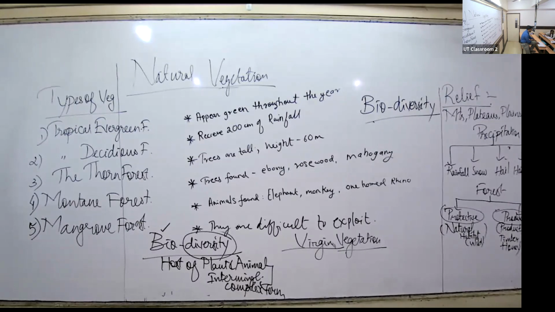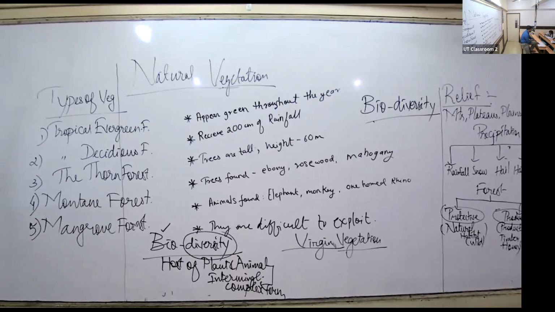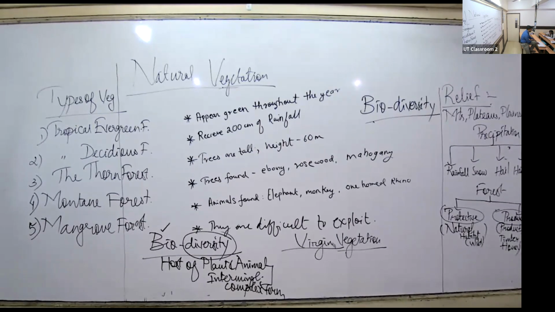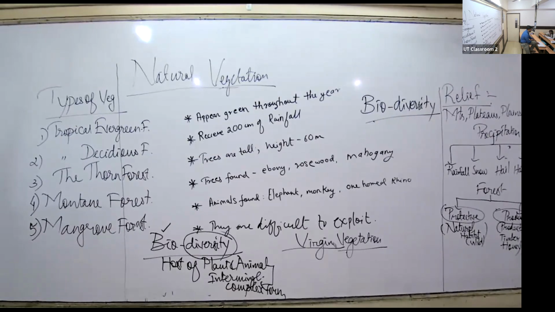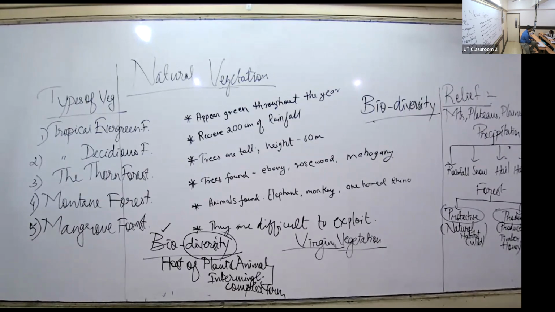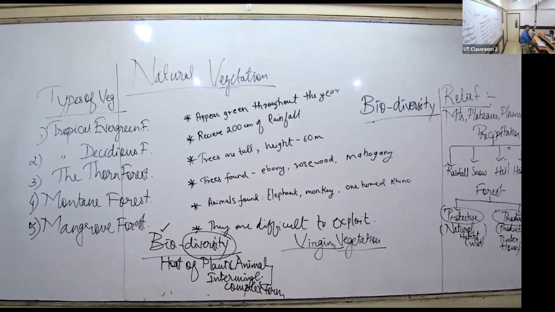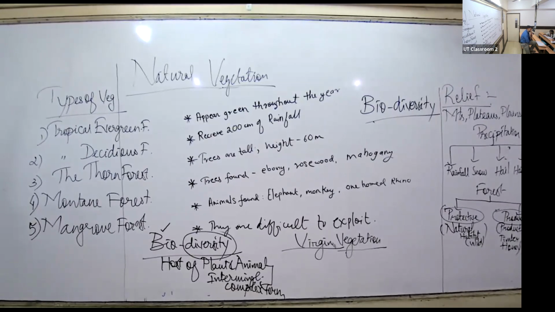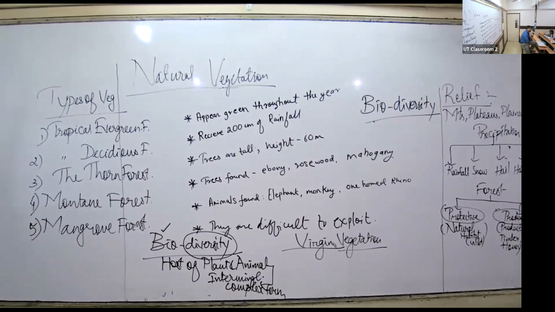Second point, same thing. On the Himalayan slopes and peninsular region, the vegetation type is tropical and subtropical types.